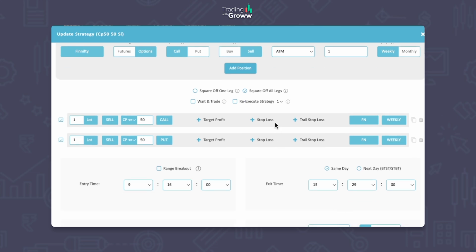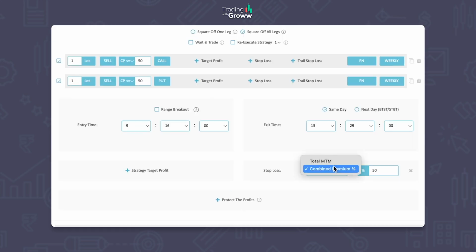And instead of using an individual stop loss, I don't use any individual stop loss for call or put. Instead, I'm using a combined premium stop loss of 50%. Suppose I'm shorting a call option at 50 rupees and I'm shorting a put option at 50 rupees. So both together it is 100 rupees, right? So combined together the overall premium is 100 rupees. So I'm going to use 50% of this combined premium as stop loss. So when the combined premium is 100 rupees, 50% of that is 150 rupees.